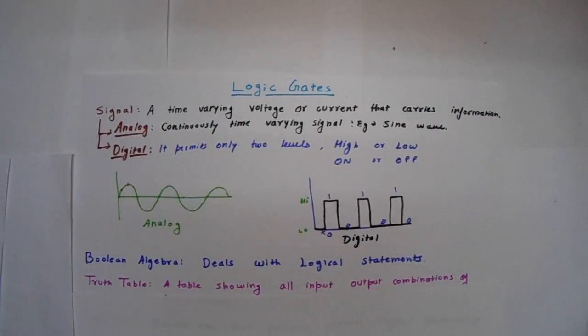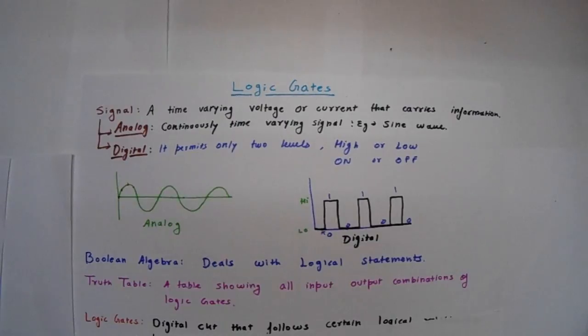Moving on, Boolean algebra deals with logical statements, and a truth table is a table showing all input and output combinations of logic gates. We will be discussing this in detail soon.